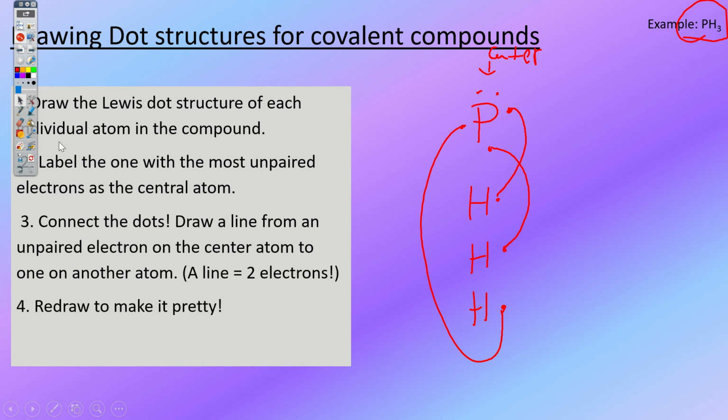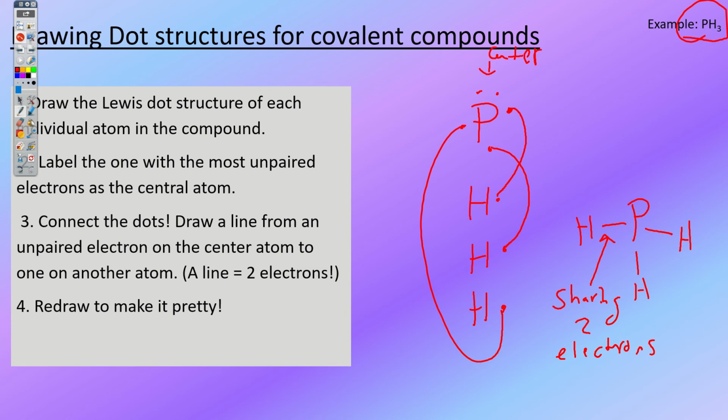Now we have all of our dots connected. We are going to do our last step, which is redraw it to make it pretty. We said phosphorus is going in the center, and then it has 1, 2, 3 hydrogens around it, each with a line. This line stands for 2 electrons. They are sharing 2 electrons. That's what the line means. And then I need to make sure that I also include these dots up here at the top. This is called a lone pair. A lone pair is a pair of electrons that is not involved in the bonding.